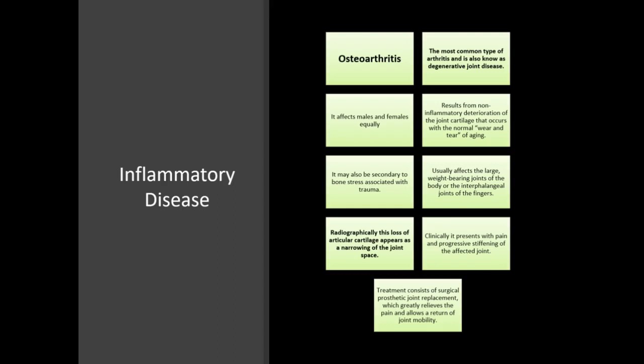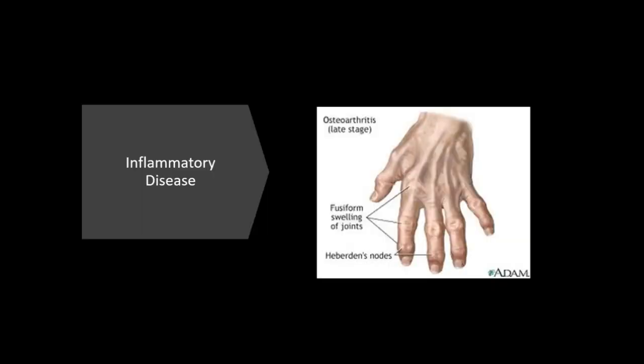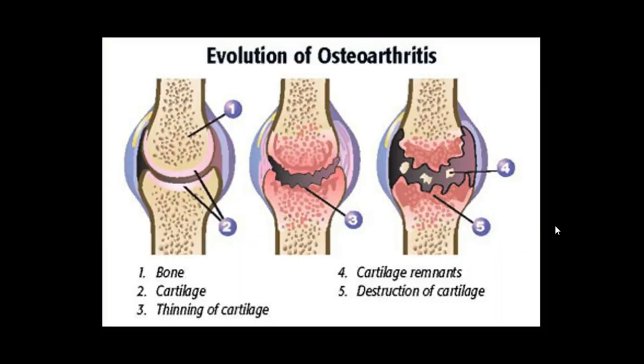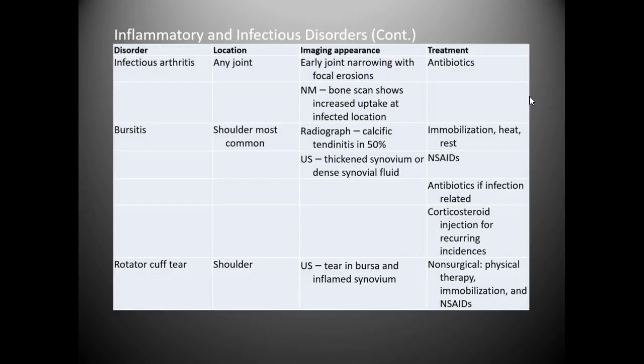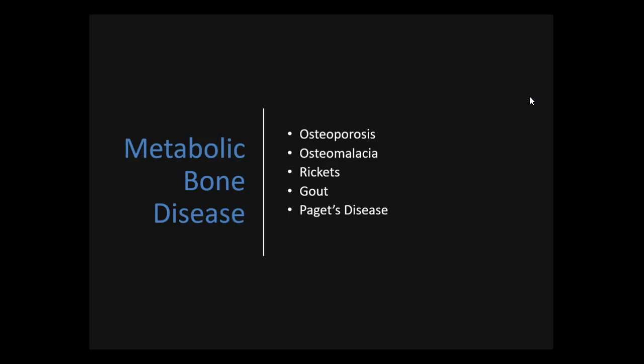Treatment consists of surgical prosthetic replacements to relieve the pain and allow return of joint mobility. So as you can see here, you have osteoarthritis, you have swelling of the knuckles, and you have the Heberden nodes of the fingers. And here is your osteoarthritis going and going and going. This is what it looks like on MR, so you can see the joint swelling and deterioration. And an overview of your infectious disorders there. And your tears. So metabolic disease, bone diseases.